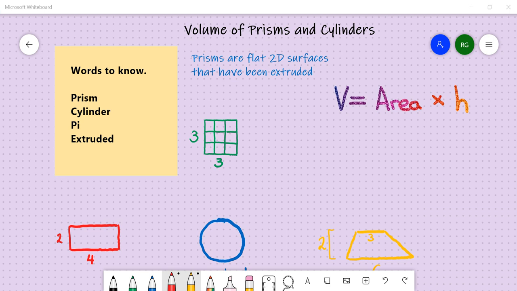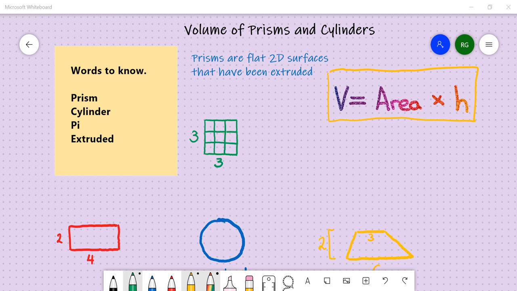The crux of this lesson is that to determine the volume of one of these prisms or a cylinder, a cylinder, by the way, is a prism as well, just that it's a circle that's been extruded. But the main formula that you're going to need to know today is this one. Volume is equal to the area of the side being extruded multiplied by the height or multiplied by the length.